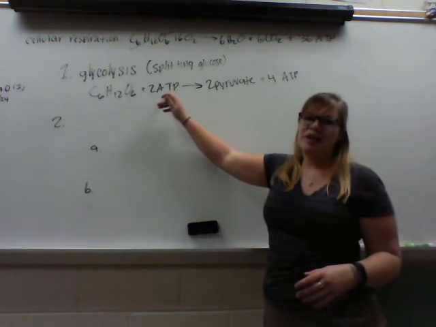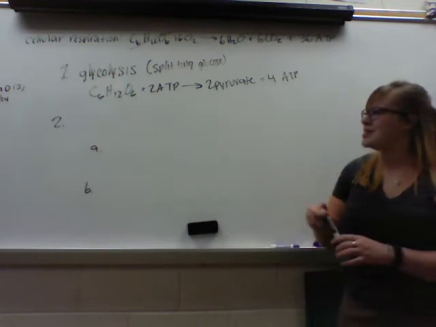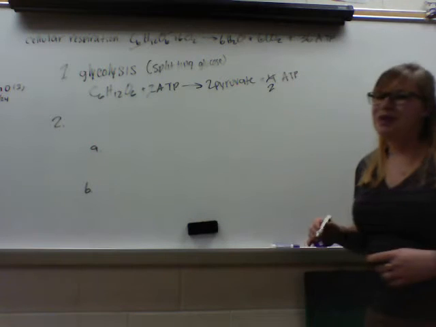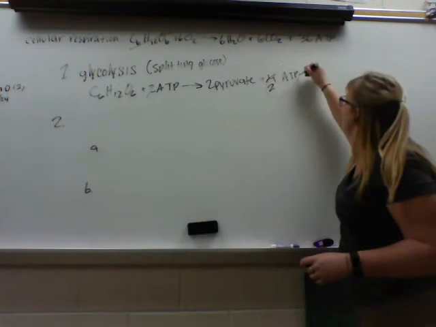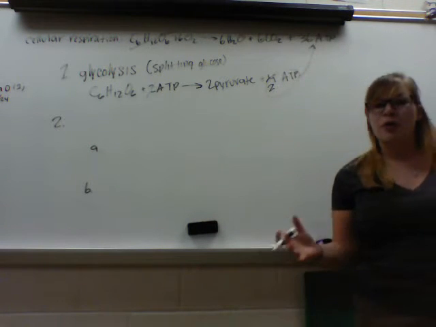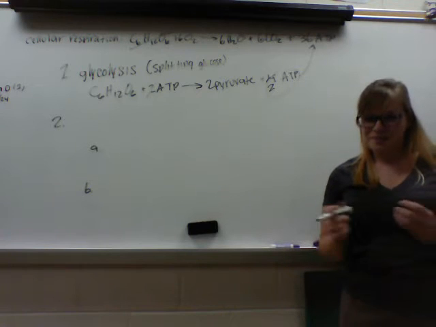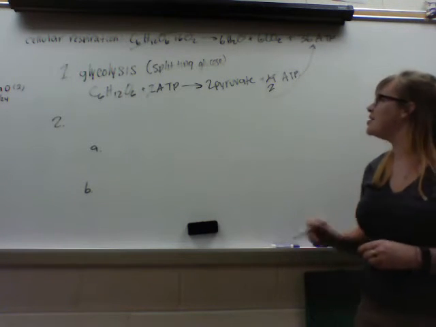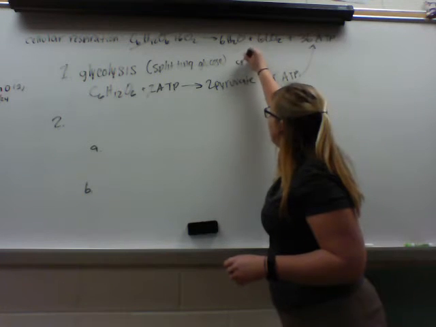That's how this works. I need 2 ATP to start the process. I come out with 4 ATP. So really, I net 2 ATP. These 2 ATPs go on to contribute to the total that we need to make in this process. And so that is the first step. That's glycolysis. Glycolysis happens in the cytoplasm.